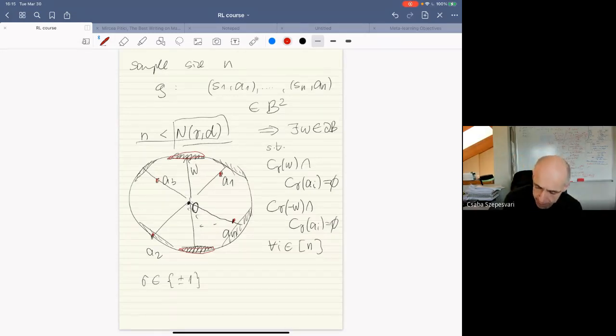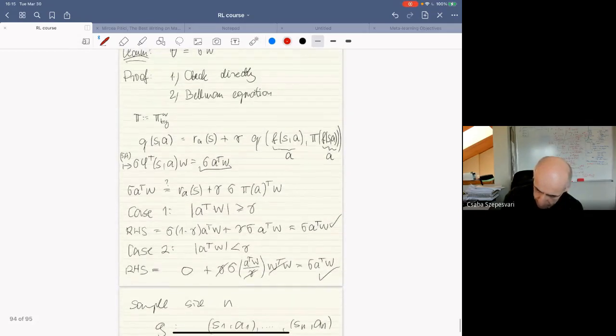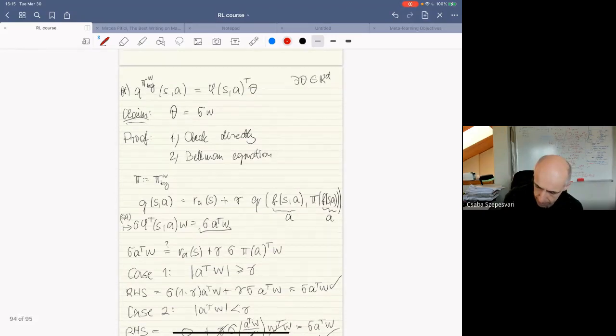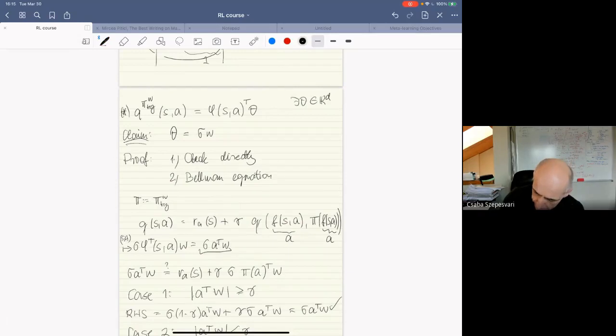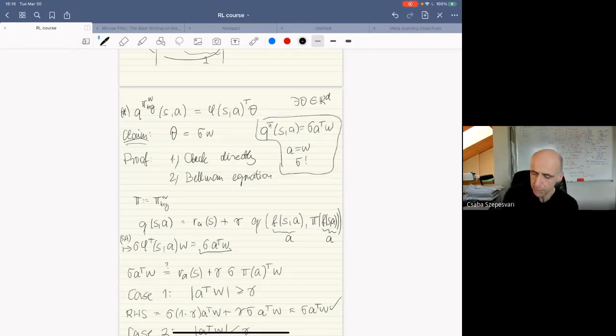And here we have two reward functions. In one case, the value of the target policy. So what's the value of the target policy? It's going to be sigma A transpose W. And so, for example, if you ask the algorithm, okay, what's the value of the target policy at, I don't know, A equals W, then the answer should be sigma. But this is the information that the algorithm is going to lack.